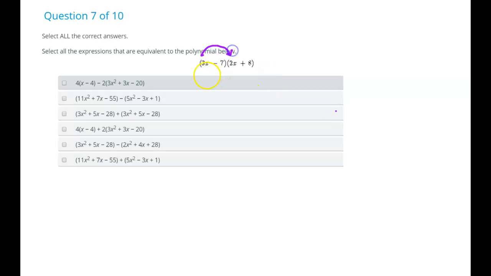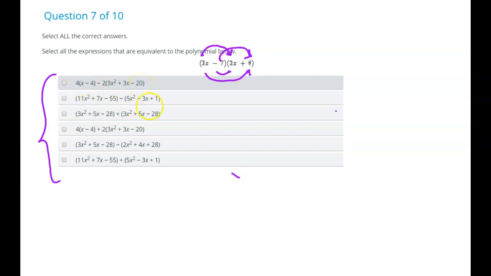All right, number 7, this is a straight FOIL. So first, your outer, your inner, and your last. Although this one says select all the correct answers, you're going to get an answer for this one, and then you're going to have to go through and solve each one of these. So there's really 1, 2, 3, 4, 5, 6. There are 6 questions in there. So just go through and distribute and combine like terms.